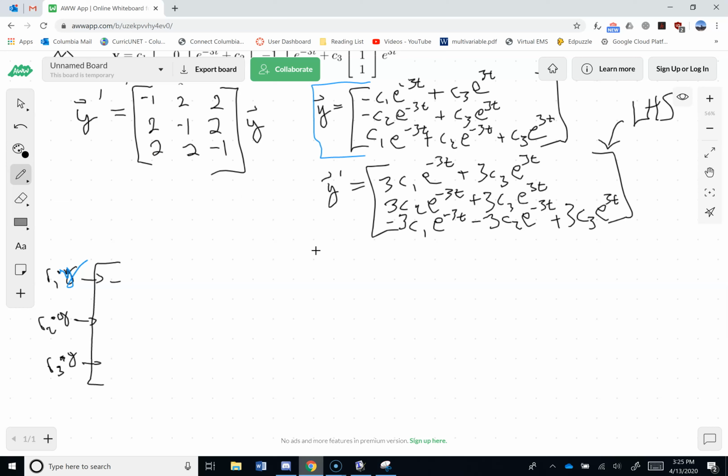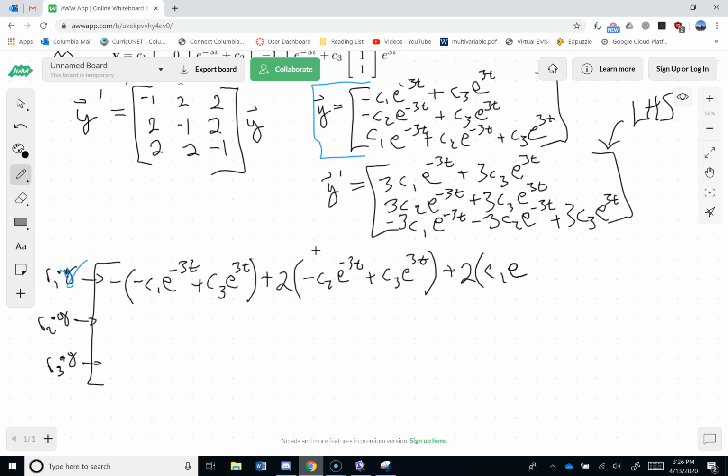So that's minus times minus c1 e to the minus 3t plus c3 e to the 3t, plus 2 times minus c2 e to the minus 3t plus c3 e to the 3t, plus 2, and then I need my third thing, so that's c1 e to the minus 3t plus c2 e to the minus 3t plus c3 e to the 3t.